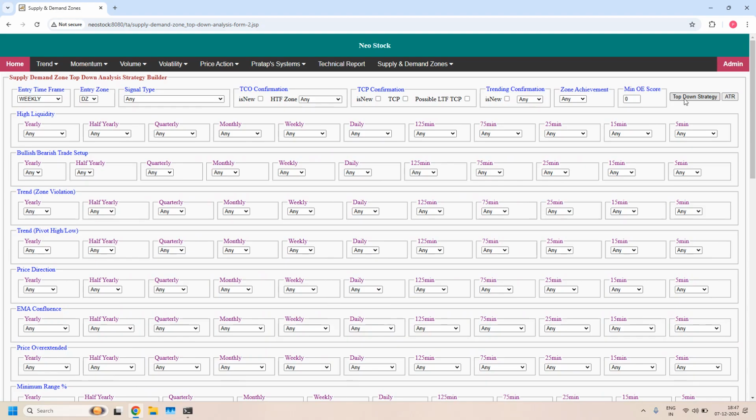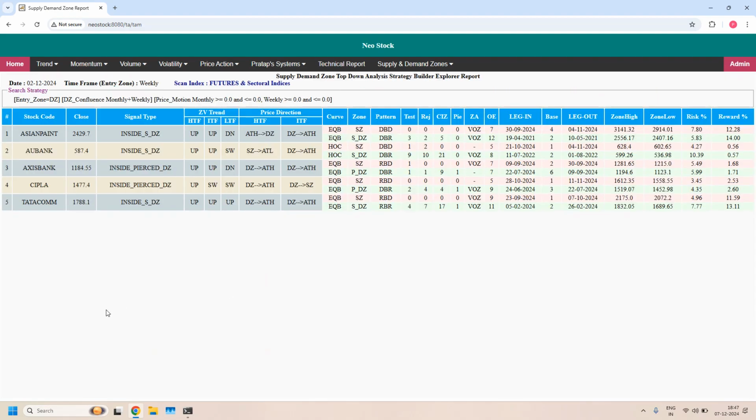With this filter, we got 5 stocks. In these 5 stocks, these weekly demand zones are having confluence with monthly demand zone. And these weekly zones or monthly demand zones are not something wrong here.